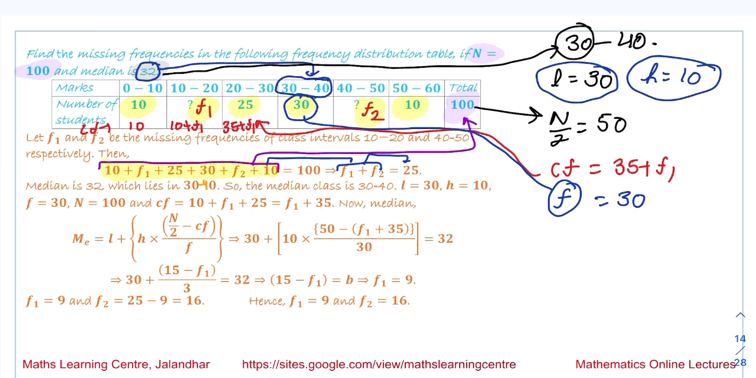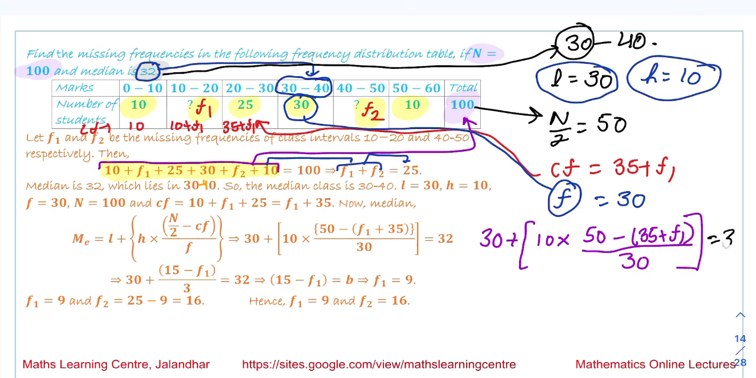Now if we substitute these values in the formula for the median, the answer we obtain is 30, that is the value of L, plus H which is 10, into N by 2 which is 50, minus CF which is 35 plus F1, divided by 30, and this answer is given to be equal to 32. That is the median that we have.